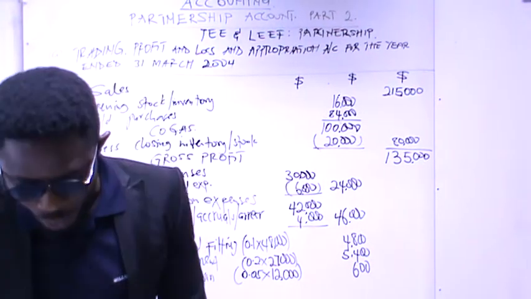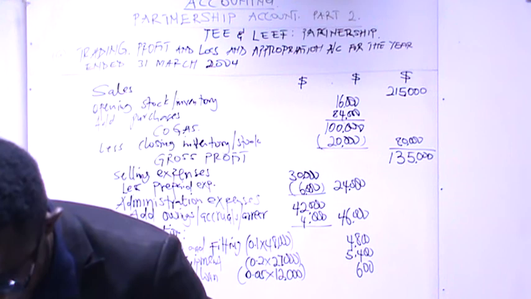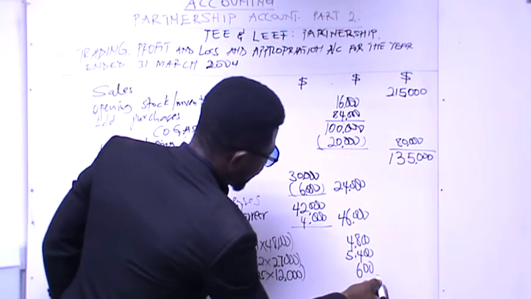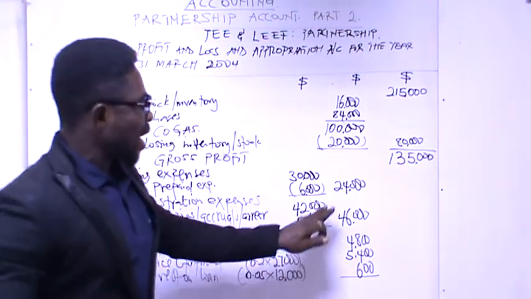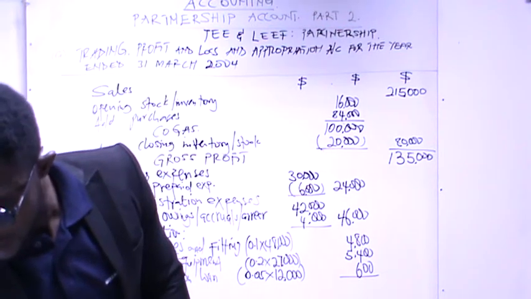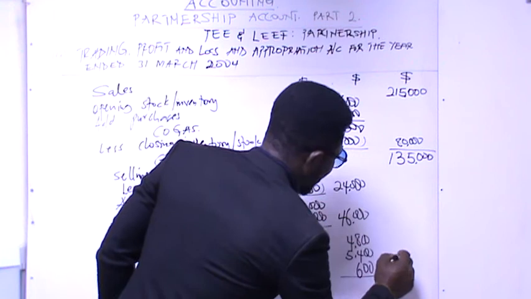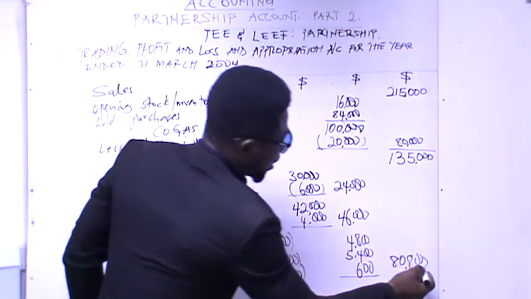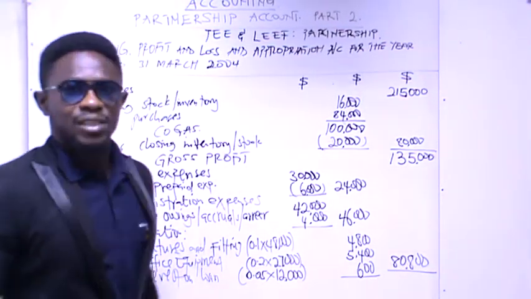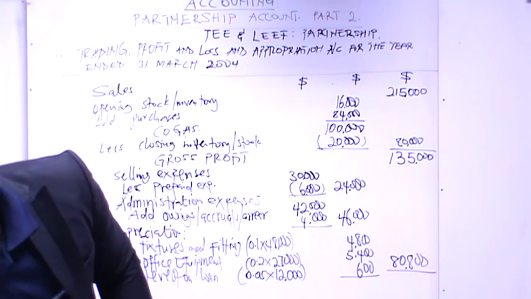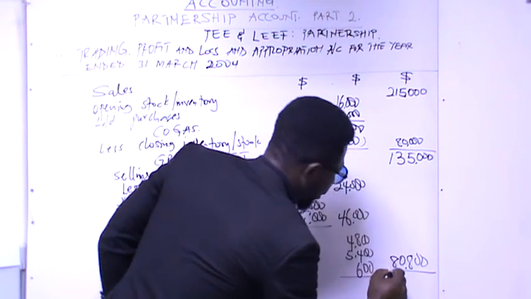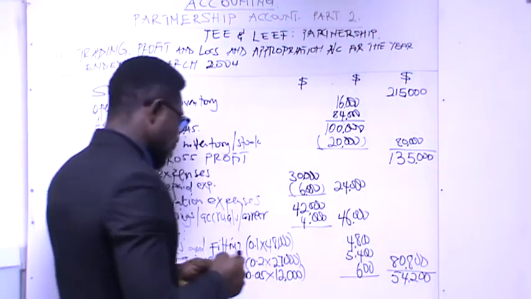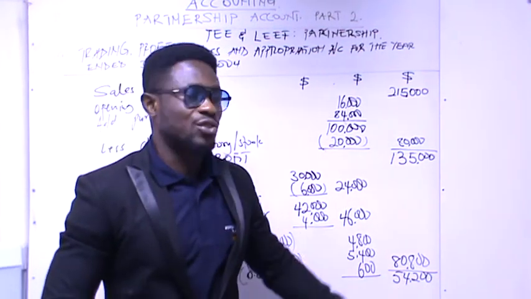So we go through the question to see if there are any other expenses to be charged there. No, so that is all the expenses that we have here. So we're going to sum up all that, and when we sum up, it gives us a total of 80,800. Deducting from 135,000, we are going to have 54,200 as our net profit. This becomes our net profit, 54,200.